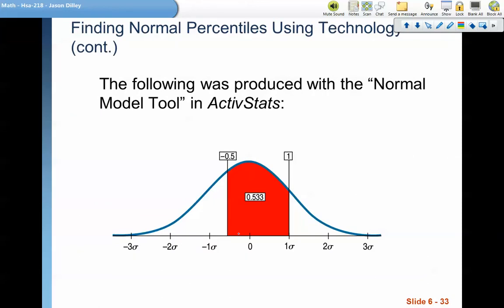So the overall goal here of what we're trying to do is to find these areas in between the number of standard deviations. So here we've got an example of a picture of a normal model that is between negative 0.5 standard deviations and 1 standard deviation. This is the kind of picture of what we're going to be finding with the technology when we have z-scores that are falling in between. Can we find the area beneath the normal model curve to be able to find that percentile?